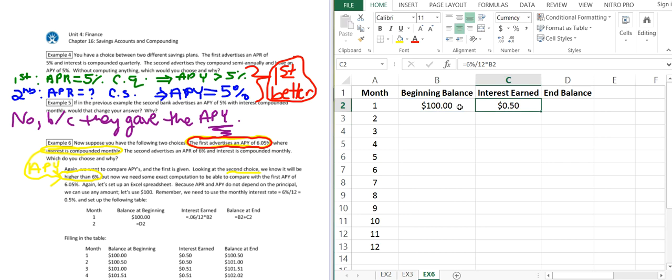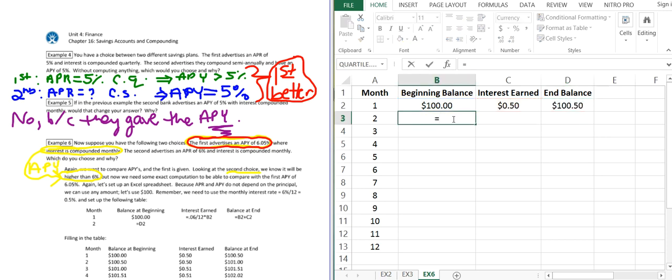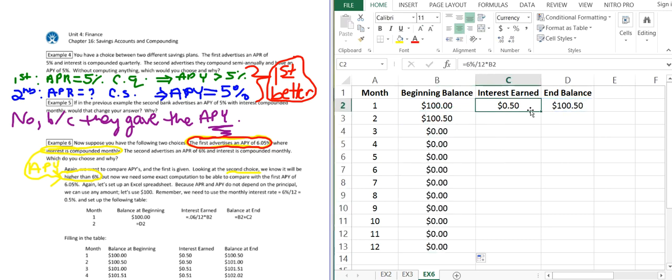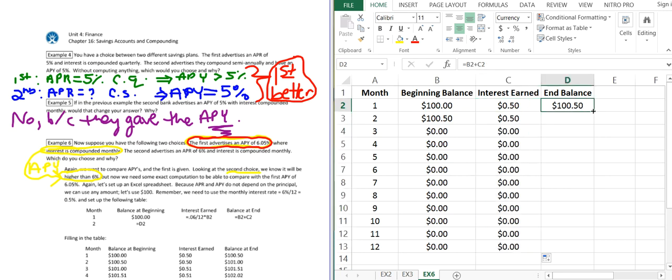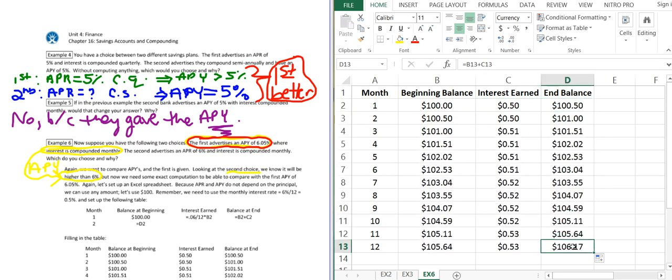So 50 cents is what I get at the end of a month here, and my end balance is going to be my beginning balance plus my interest amount. And then my new beginning balance is equal to my old end balance. And just like we've been doing today, once we get those values, we will fill our spreadsheets. And now, at the end, if you're pretty good with percents, remember percents are always based on 100. If I go from 100, which is my beginning initial amount, and I end at 106.17, that's going to be a 6.17%.